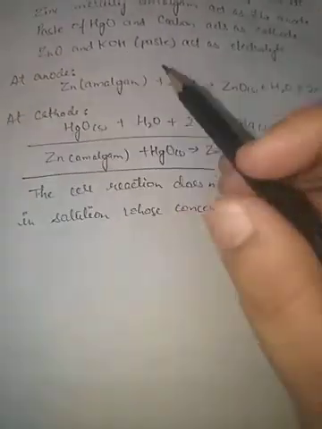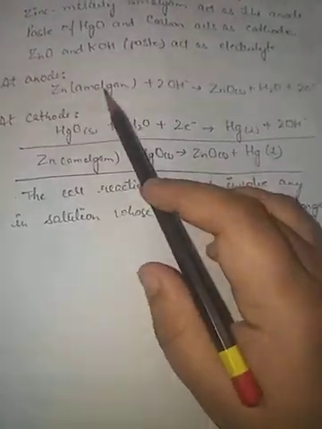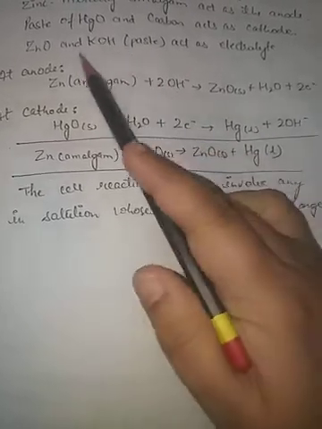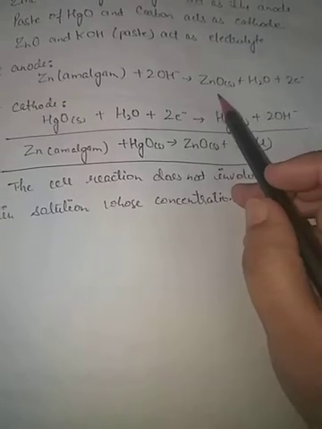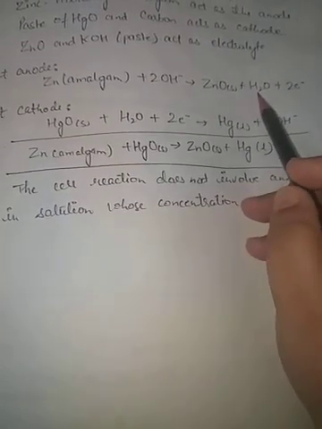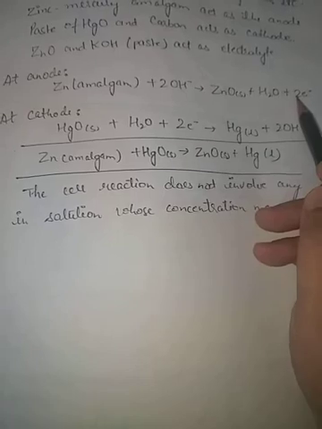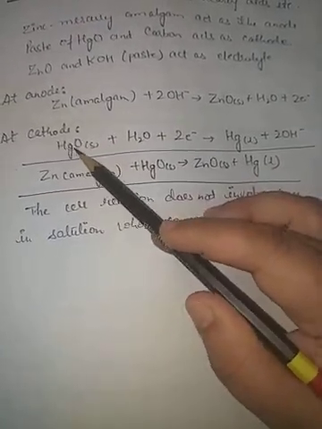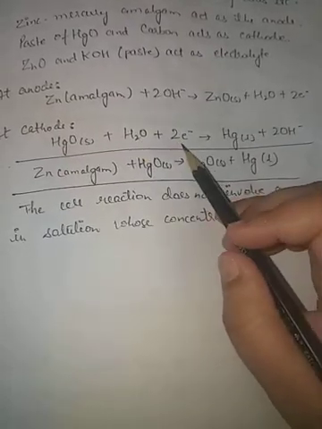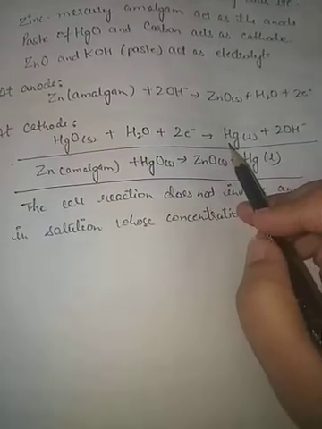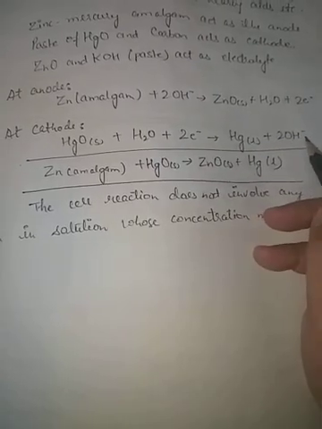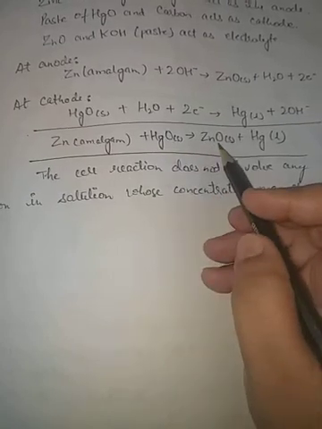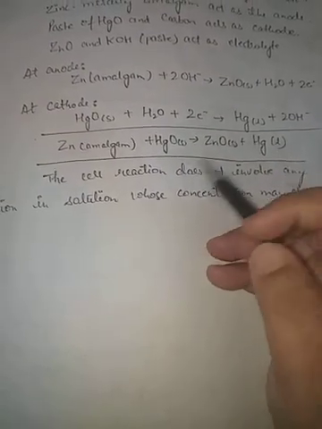The reaction here is like this: zinc amalgam plus 2OH minus, obviously from this paste, will combine to form ZnO plus water plus 2 electrons, and these 2 electrons will be gained by HgO plus water, which convert into mercury Hg plus 2 hydroxide ion. The overall reaction here will be zinc amalgam plus HgO giving zinc oxide and liquid Hg.